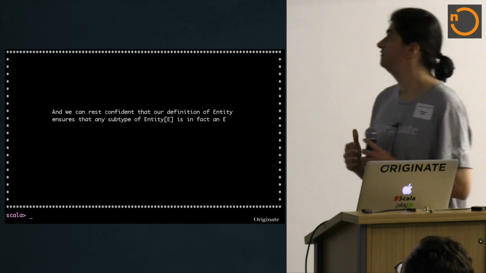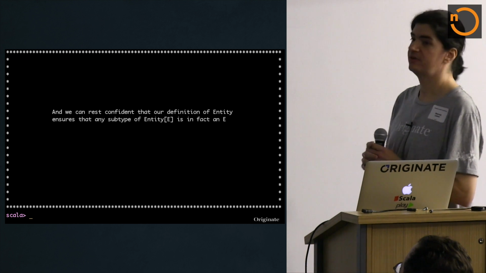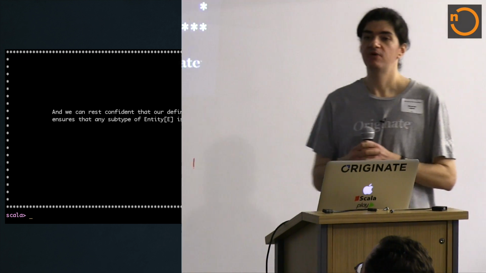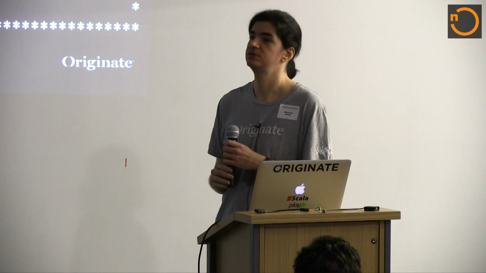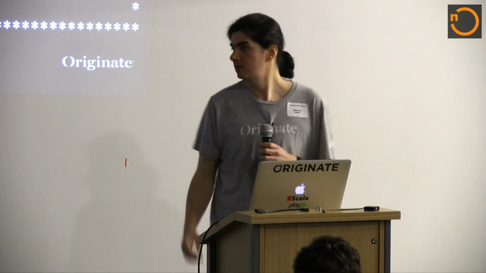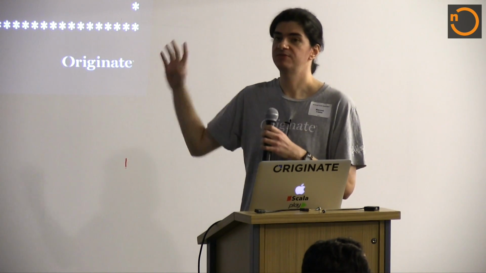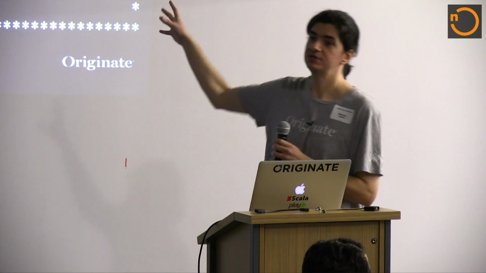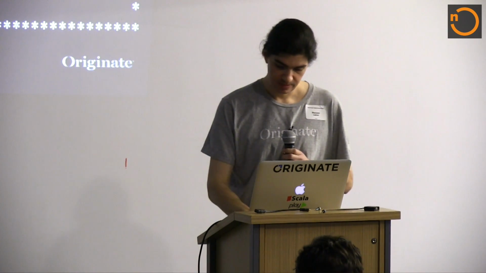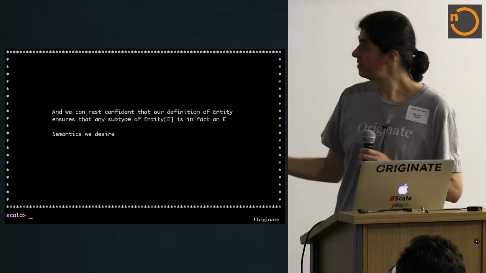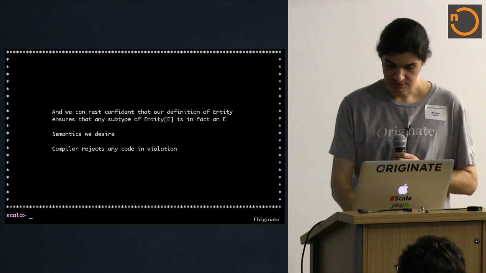Okay, so we can rest confident that our definition of Entity ensures that any subtype of Entity[E] is, in fact, an E. So if you have a code base, you do not need to write unit tests for every single entity in your code base to make sure that create is going to return the same kind of entity, that update is going to work. You define those methods in a trait, and just by the type signature of the trait, the compiler will ensure that everything fits right in place. Okay, so we have the semantics we desire, and the compiler will reject invalid code.